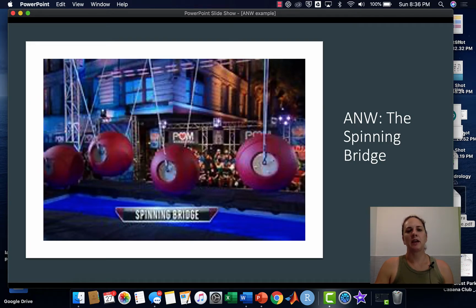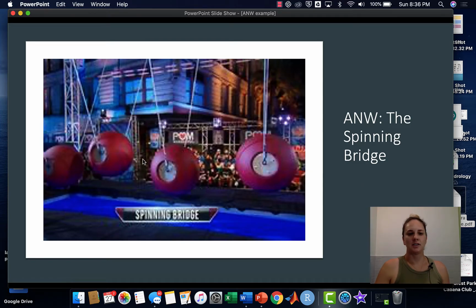I just wanted to provide an example of how you might draw the free body diagrams requested for this phase of the project. In this example, I am using the spinning bridge obstacle, which I found just by watching a few American Ninja Warrior clips on YouTube. I thought this one looked like a good one to try and draw free body diagrams for. And so here it is.